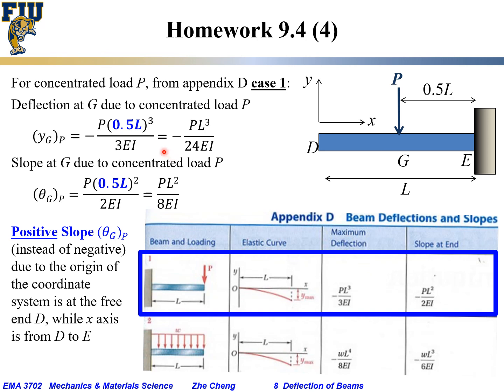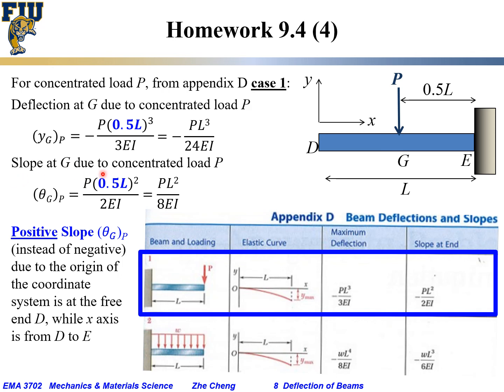So it turns out to be 1 over half cubed, which is 1 over 8, times 3, which is 1 over 24. Don't forget the negative sign: minus PL cubed over 24EI. So that gives us the deflection at the G point due to the concentrated load.